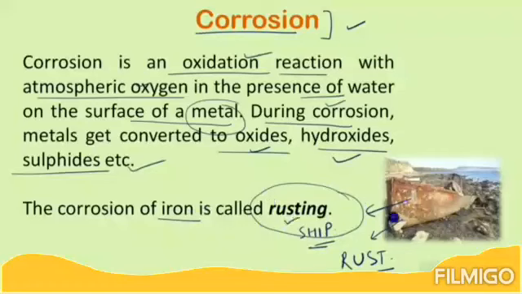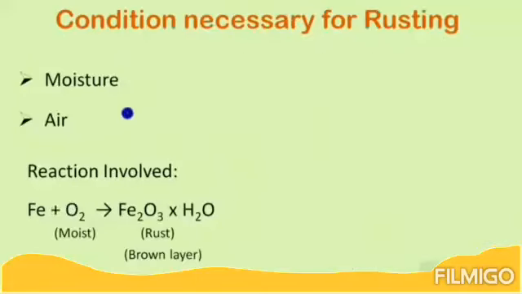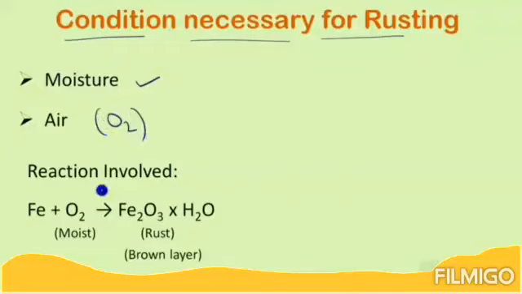Rusting has happened to this ship, which has led to its loss of shine. Conditions necessary for rusting: moisture, air, especially oxygen.